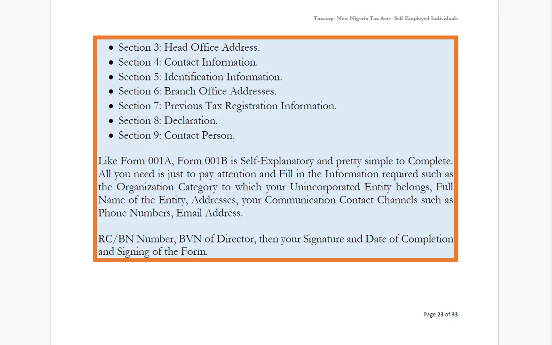Like Form 001A, Form 001B is self-explanatory and pretty simple to complete. All you need is just to pay attention and fill in the information required, such as the organization category to which your unincorporated entity belongs, full name of the entity, addresses, your communication contact channels, such as phone numbers, email address. Also, you need your RC, BV number, BN number of the entity, the BVN of the director, then your signature and date of completion and signing of the form. Pretty simple for you to fill.